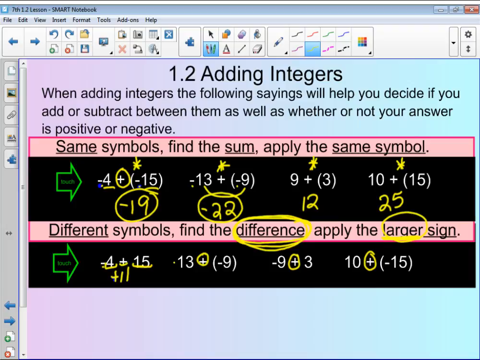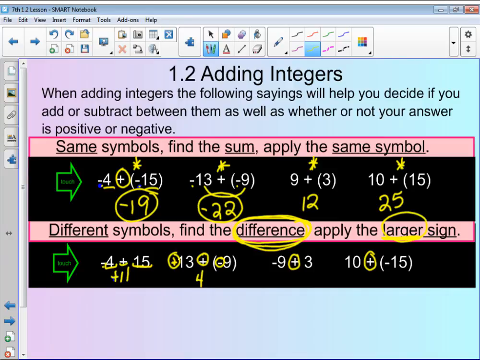Nothing here means it's a positive. Here we have a negative. So we have different symbols. Find the difference. So the difference between 13 and 9, and I'm not thinking of it as negative 9, difference between 13 and 9, yes, 13 minus 9 would give me 4.